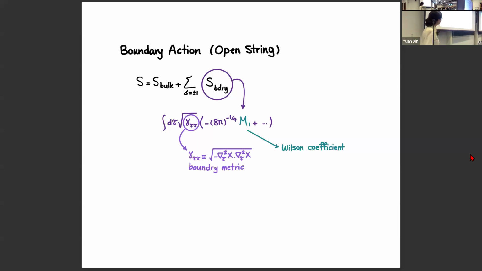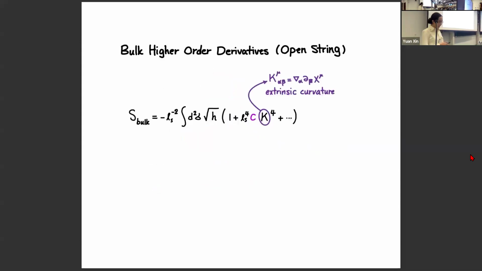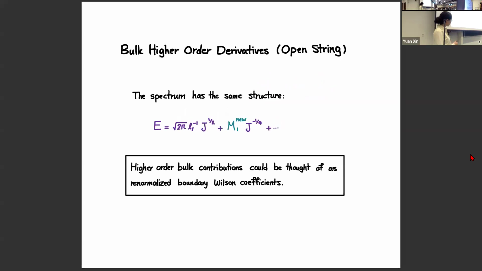The boundary action that we add uses the boundary metric, and up to the first subleading order, it has only one non-redundant Wilson coefficient, and this gives rise to a correction to the spectrum at the order of J to the power of -1/4. On the other hand, the bulk higher order derivatives also give rise to corrections to the spectrum, and this correction will be at the same order. The result is that higher order bulk contributions could be thought of as a renormalized boundary Wilson coefficient.